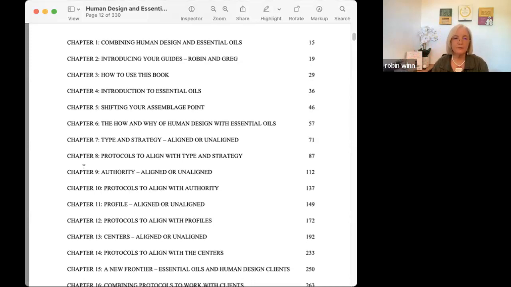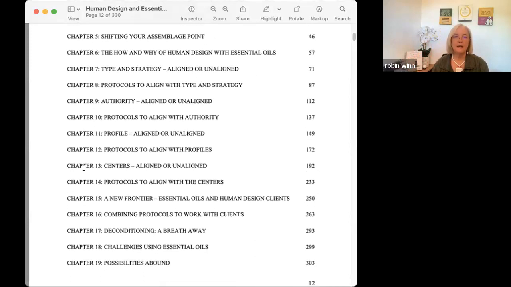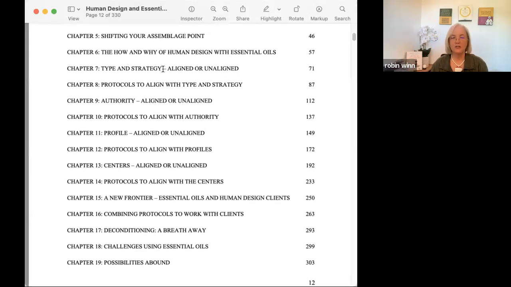Now, this is the part I really wanted to talk about. This is the bulk, or the heart, of the book. You are going to look at your type and strategy and read about whether you are aligned or unaligned. You're looking at a continuum. Where are you? We all have unaligned parts, believe me, but we're looking to shift from unaligned to aligned. Then chapter 8 is the protocols to make those shifts. And that's what we'll do today.